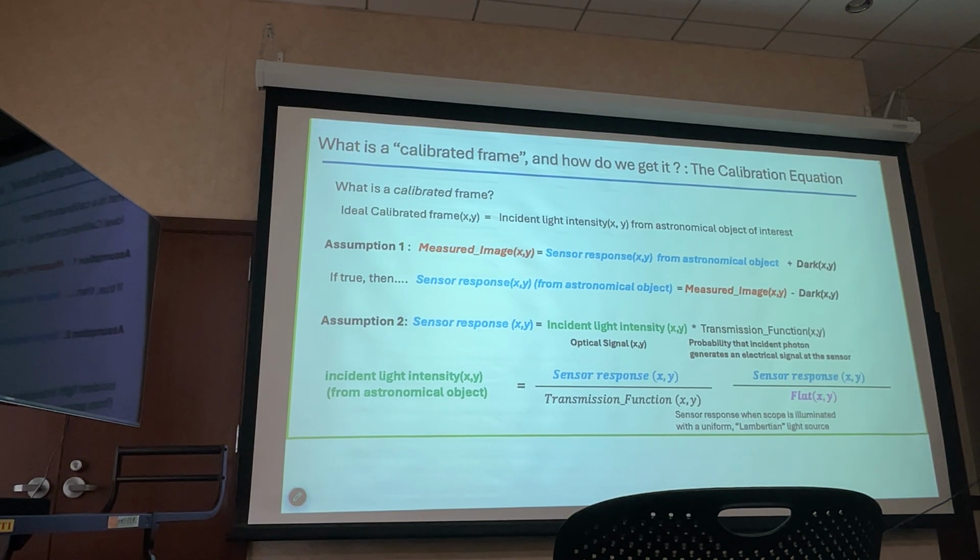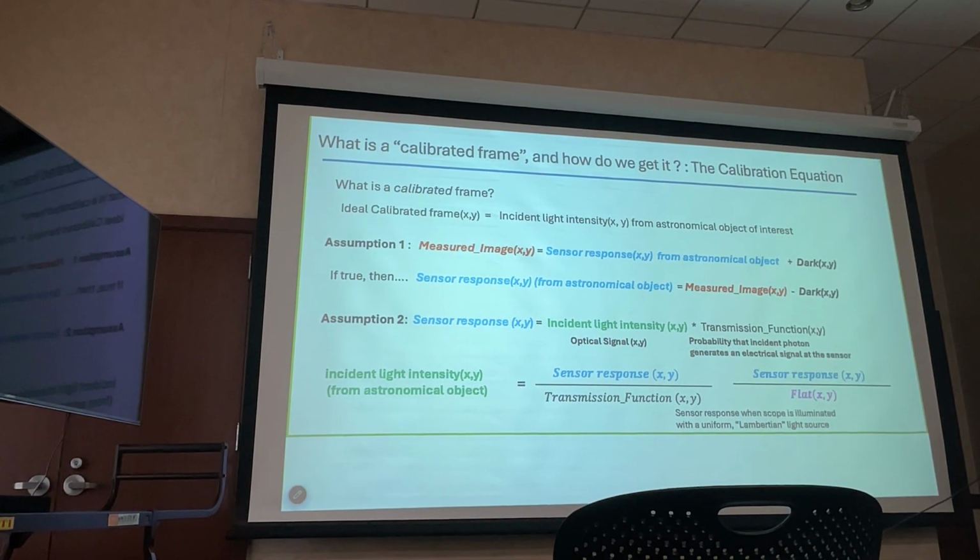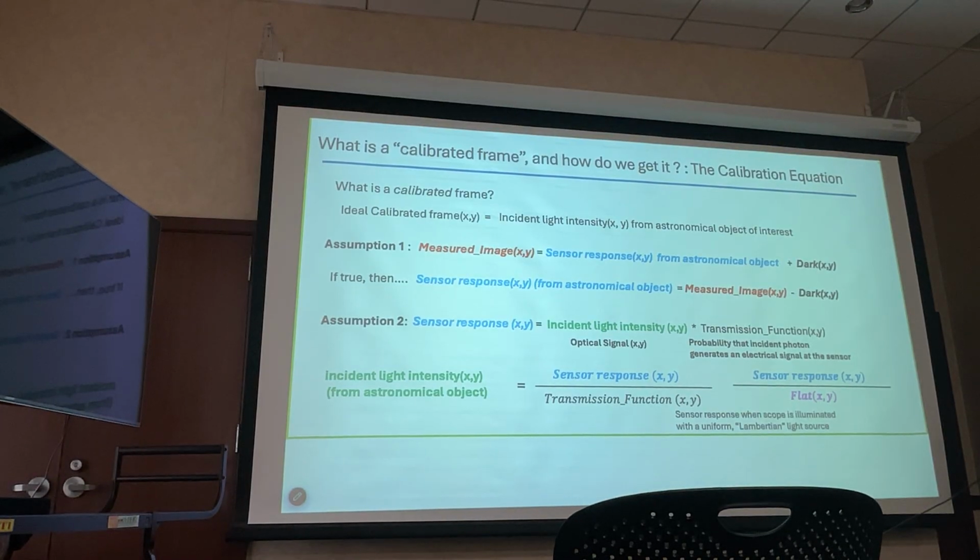If the transmission function was 1, every photon would have an equal probability of generating an electrical signal, and the resulting sensor signal would be completely uniform. But it's not. I showed you the image, right? It falls off toward the edges because we lose light in various ways. So basically, this is the justification for the calibration equation. I wanted to show this because I think sometimes people don't necessarily think about why the calibration equation is the calibration equation.